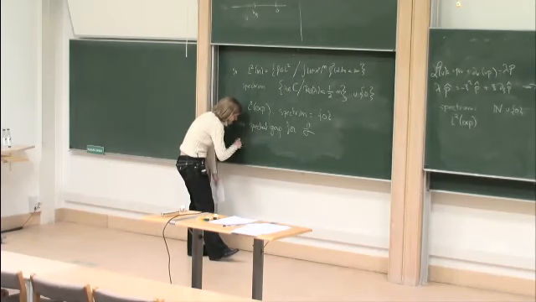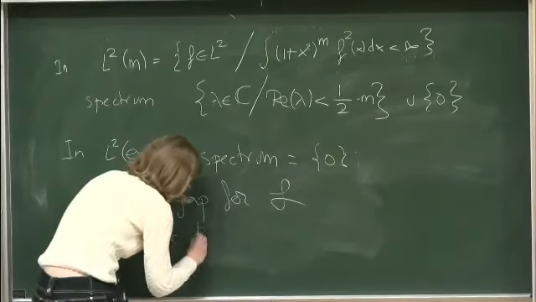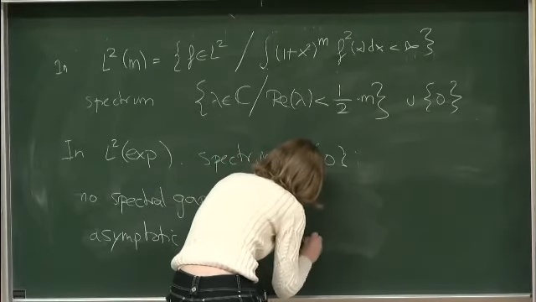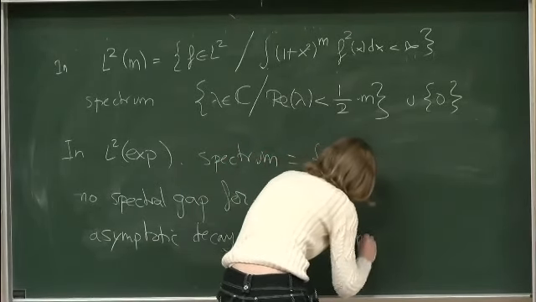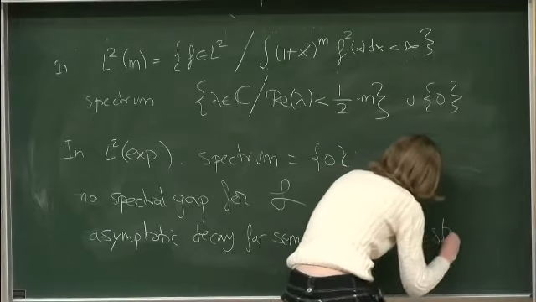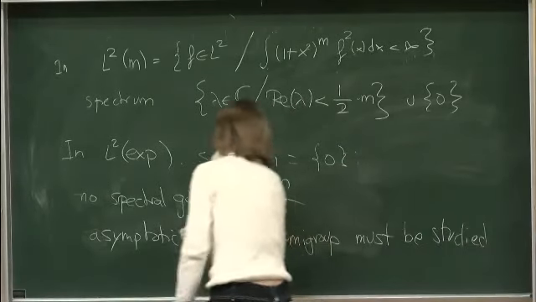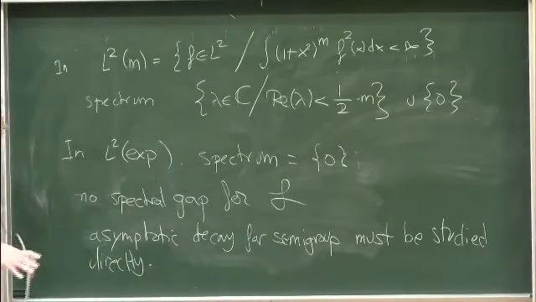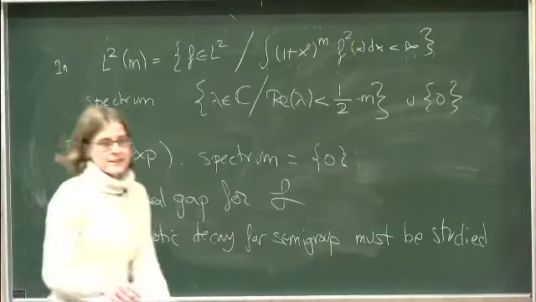So let me say that asymptotic decay for the semigroup, or for our solution, must be studied directly. We always use that the spectrum of the linear operator gives you the spectral gap and the decay rate for the solution, but here there is one example in which you have to work in another way, and I think this is the end of my talk.